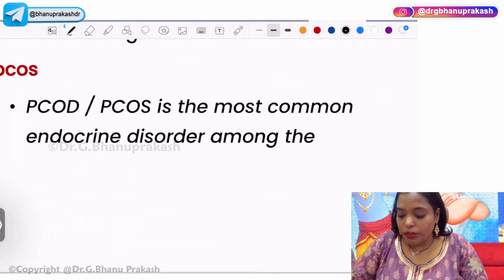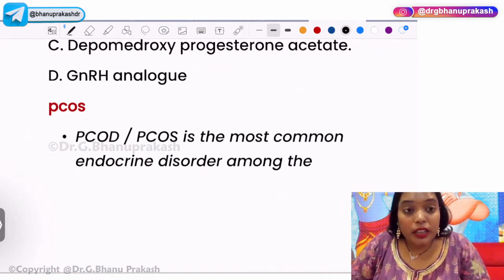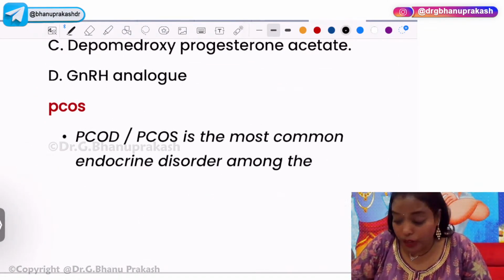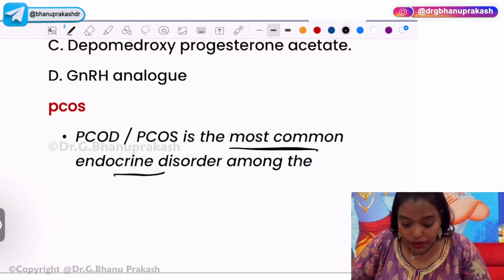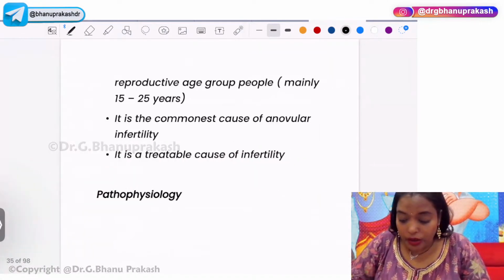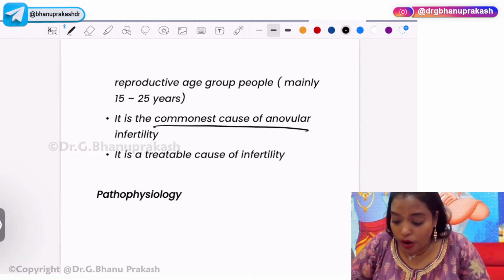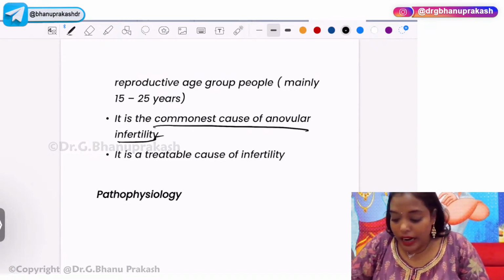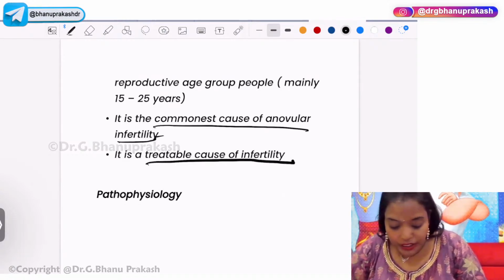So now let's go to PCOS. PCOS is currently the most common endocrinal disorder in the reproductive age group. It is the commonest cause of anovulatory infertility and it is a treatable cause of infertility.